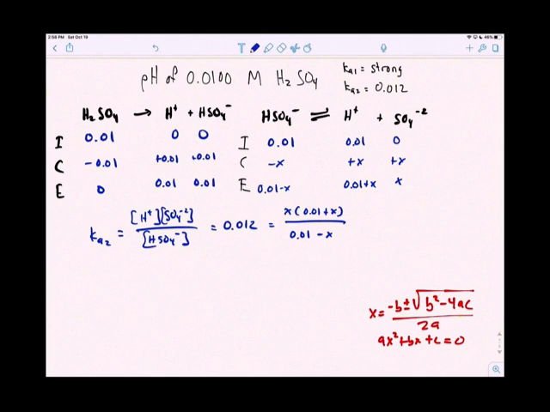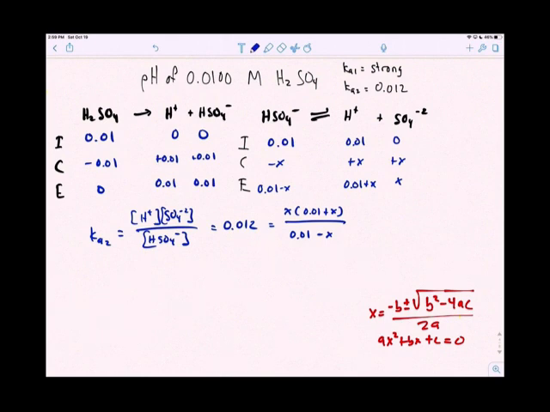And then now you have the second equilibrium here, and you initially have 0.01 molar bisulfate anion, and you already had 0.01 molar from here, from the common ion. And then you have another shift. You shift right, and then you have the equilibrium expression. So our Ka2 is the equilibrium expression there, equals 0.012, equals that.